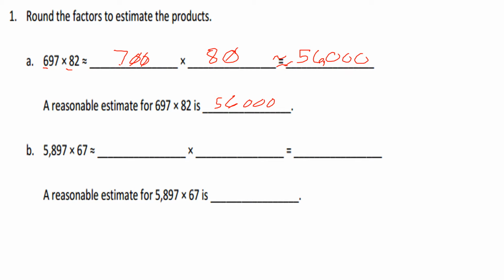The second one, we have the place values in the thousands, so the question is 5,000 or 6,000, and this one would be close to 6,000. 67 is either 60 or 70, and it's going to be closer to 70. 7 times 6 is 42, and we have 4 zeros, because 1,000 times 10 would be 10,000, which is 4 zeros. And we end with 420,000. So our reasonable estimate would be 420,000.